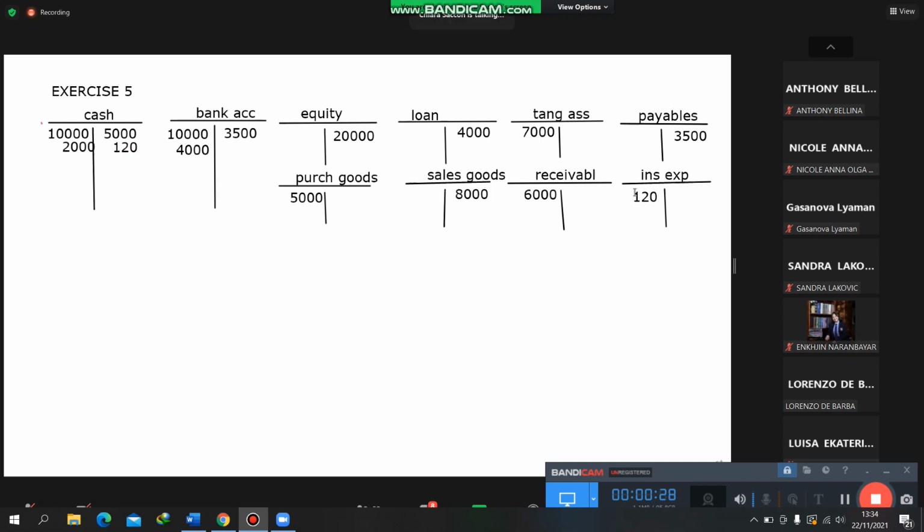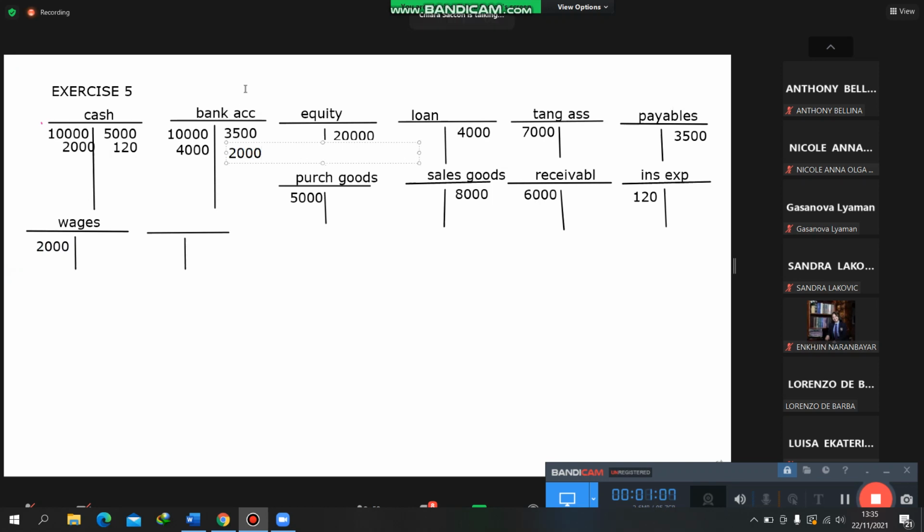Number 7, wages 2,000 paid using bank account. So we have to pay wages. We write the expense wages, and then the bank account that is decreasing for the same amount. So we write wages as an expense. So the amount is going into the expense part, that is the left side, 2,000. And at the same time, the bank account decreases of 2,000.